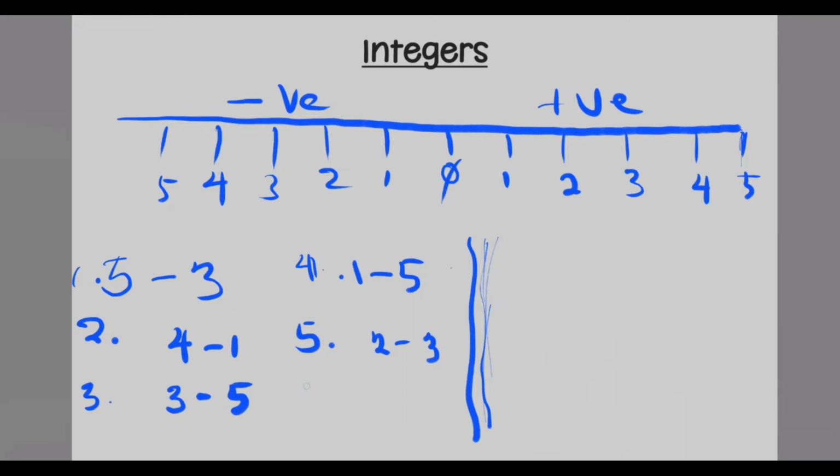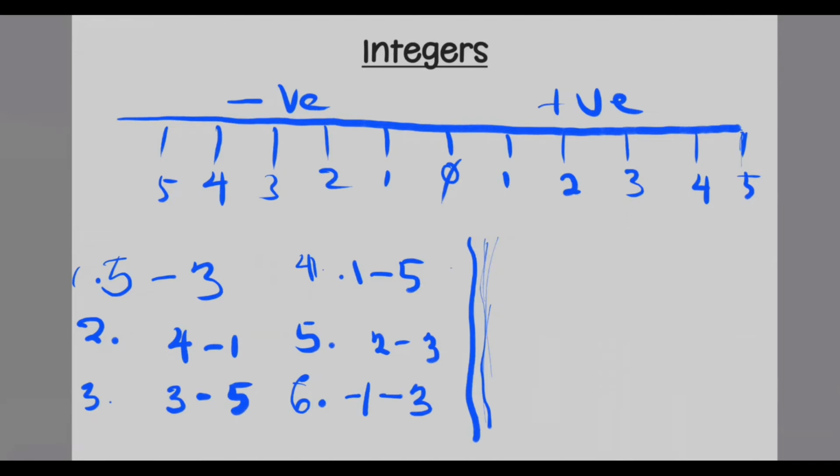And let me make another one. Let me make question 6. We're going to have minus 1, minus 3. It says take that 5, and you can do it both ways. When you see negative, it means to go to the left. When you see a positive number, it means to go to the right.